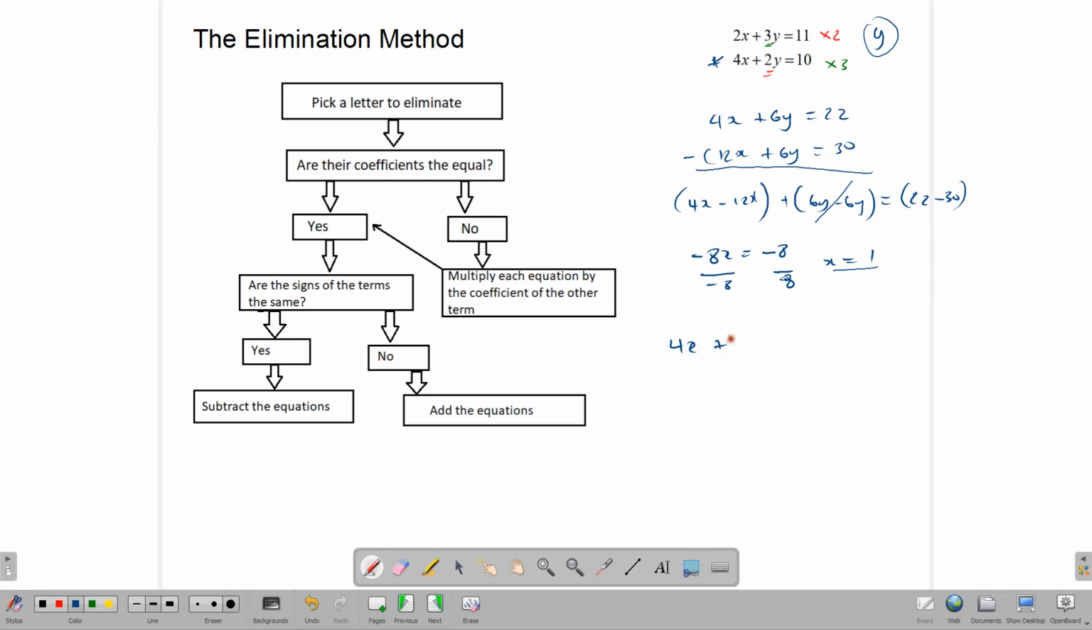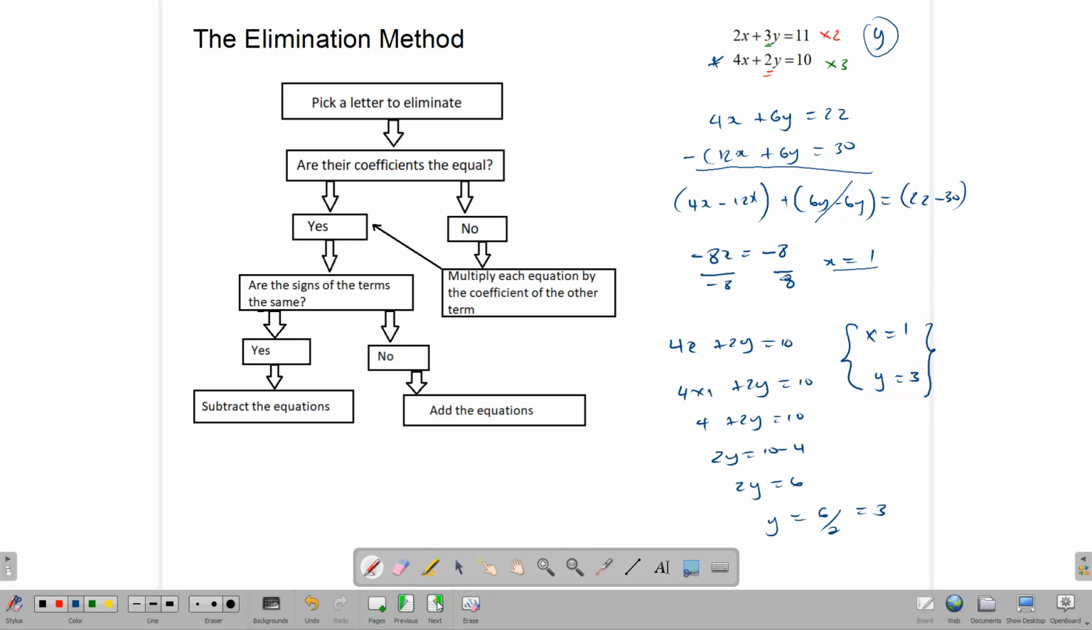4x plus 2y equals 10. My x value is 1, which means that 4 times 1 plus 2y gives me 10. So 4 plus 2y is 10, and therefore 2y is equal to 10 take away 4, which means 2y is 6, and therefore y is equal to 6 divided by 2, which is 3. And our two answers are therefore x equals 1 and y equals 3.